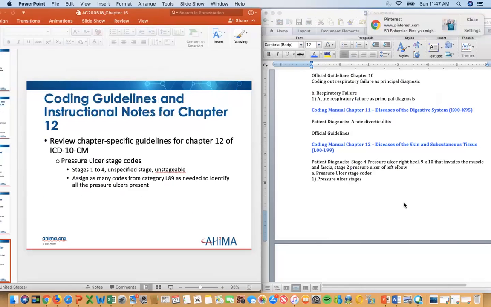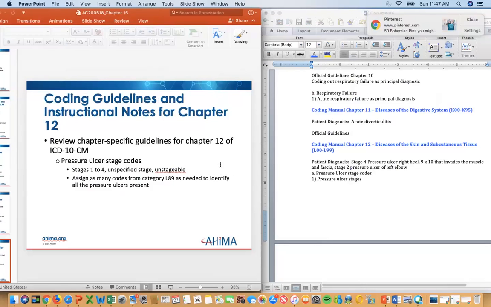Stage 2 pressure ulcer of the left elbow. And so again, I put pressure ulcer stage codes; pressure ulcer stages is what we will be looking at. There are identifiable guidelines for this to be coded out. It's a complicated one, but we'll just take a quick look at some of that.